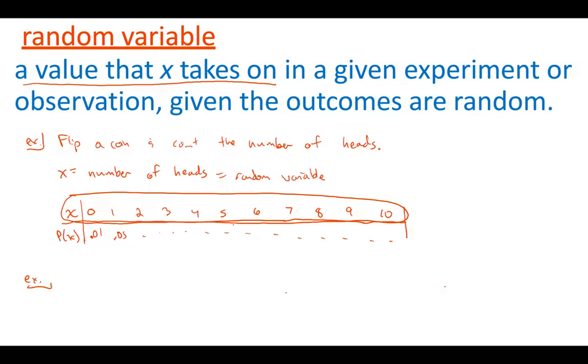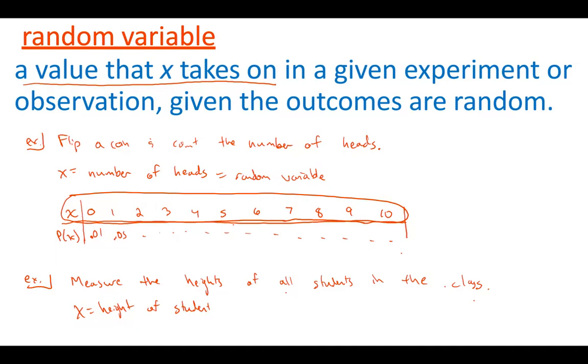Another example, let's say you're going to measure the heights of all students in the class. So all the different possible heights, so x would equal the height of each student. So that would be the random variable. And then you would list out all the heights and then the probability of the heights and so on and so forth. Now these are two different types of random variables.